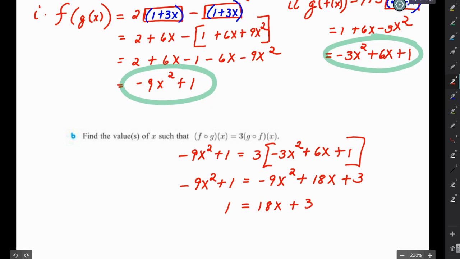Right there, we can just add 9x squared to both sides. It goes away. We end up with 1 equals 18x plus 3. Subtract 3 from both sides. And then divide both sides by 18. We get negative 2/18 or negative 1/9 equals x.